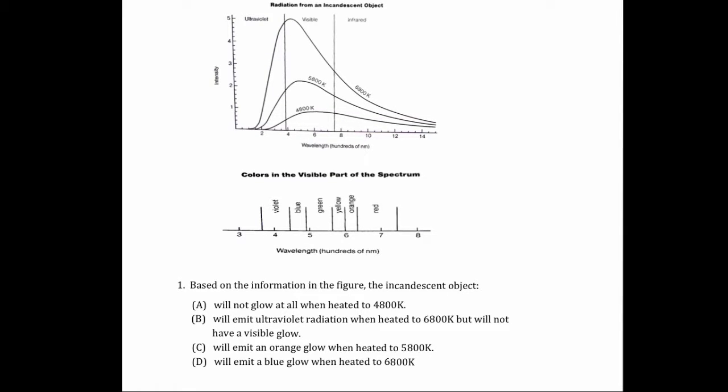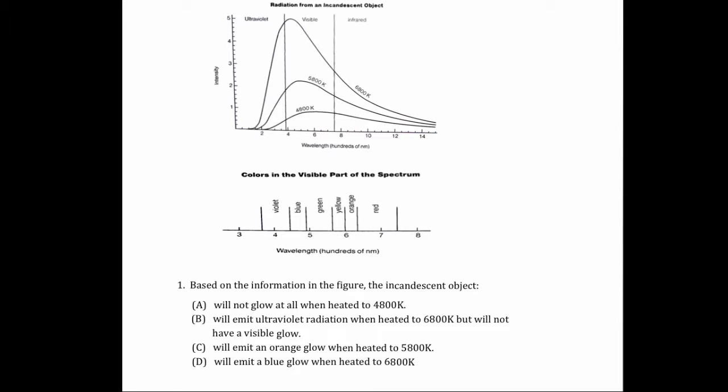figure. At the bottom we see that question number 1 says, based on the information in the figure, the incandescent object A will not glow at all when heated to 4800 degrees Kelvin. So to determine whether that answer is correct or not, you need to understand what's going on in the figure. So let's look at the figure.